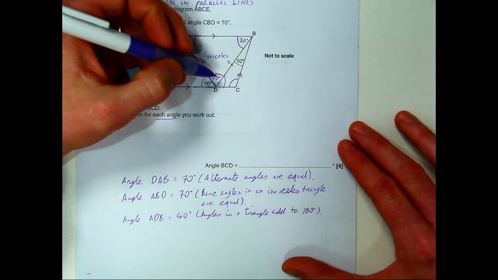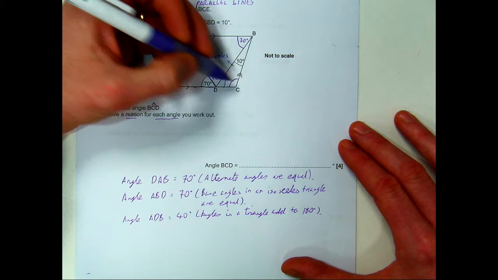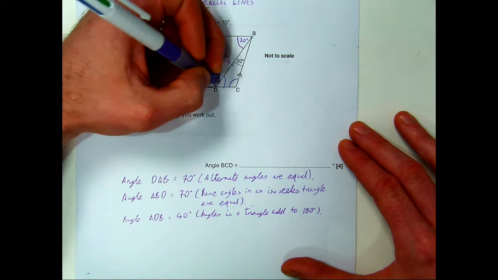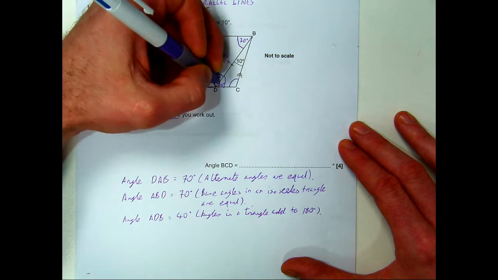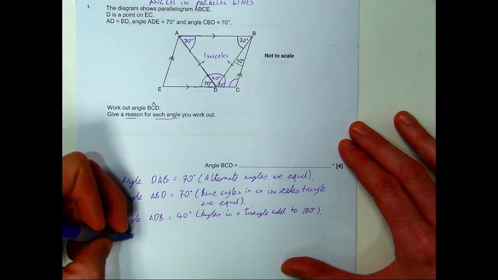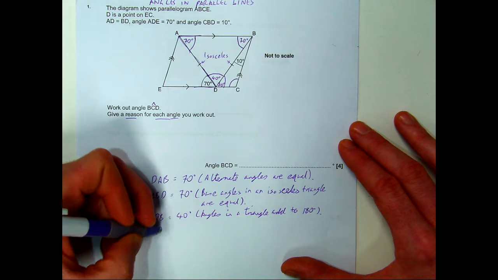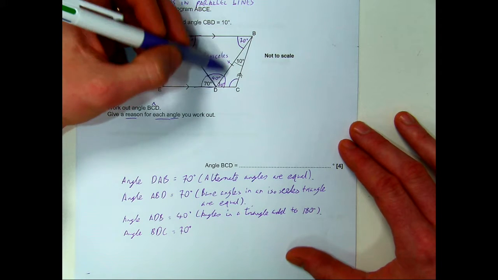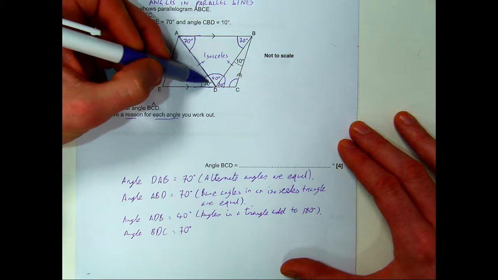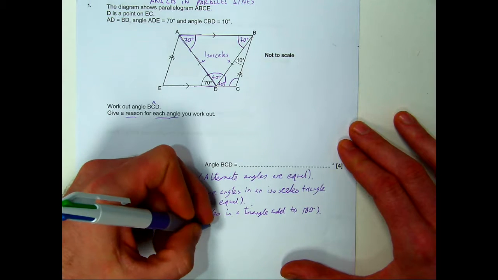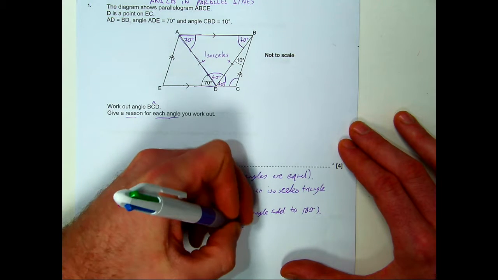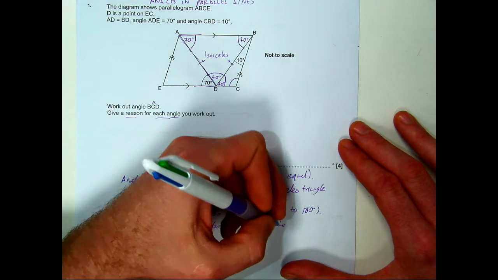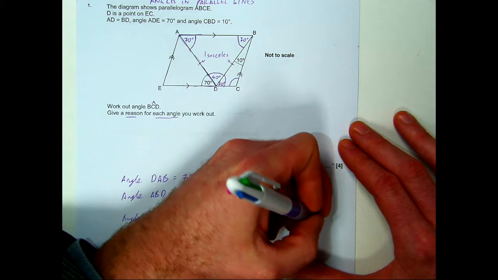Okay. Next step, I can now work out BDC, straight line, so I know that is going to be 70 as well. Okay, so write that down. Angle BDC equals 70 degrees. Those 2 are alternate, but use the fact that it's on a straight line. So angles on a straight line add to 180.